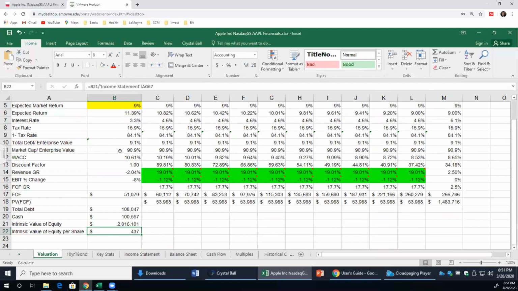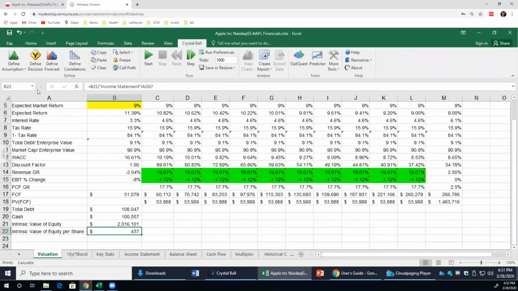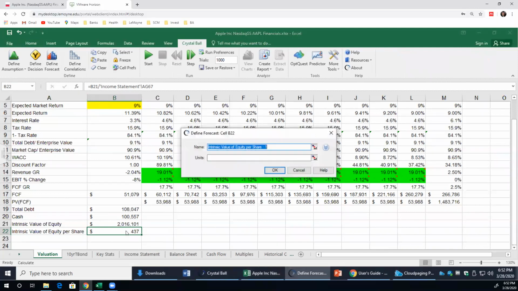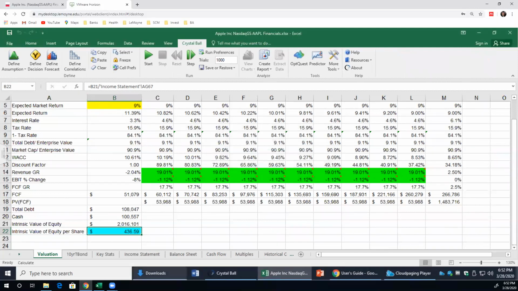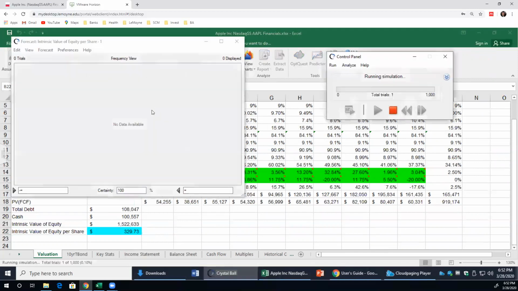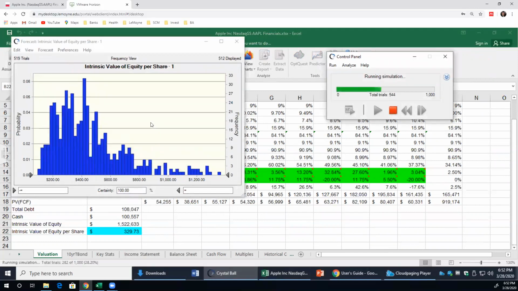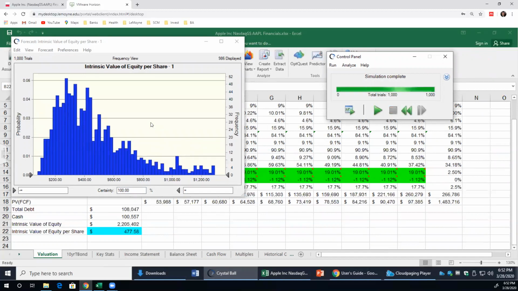But again, that doesn't mean anything, right? Because this is one single number. We know there are distributions, and I will now run my model. To do that, I need to first define my forecast. So this is my forecast. Now I would like to run my model for 1,000 simulation trials. And now you can see that my simulation is running.